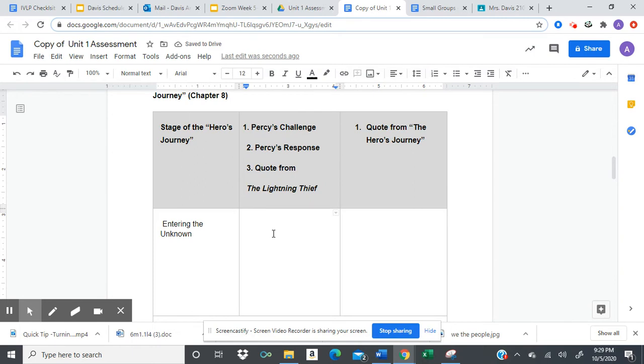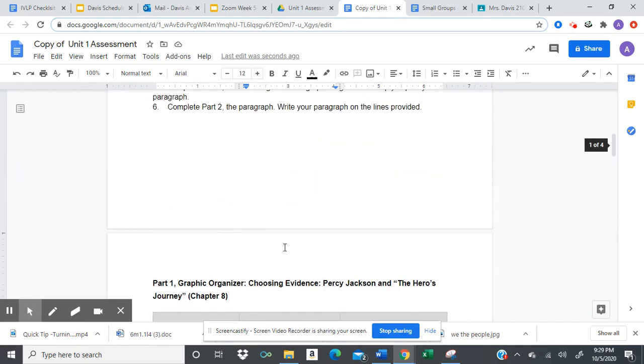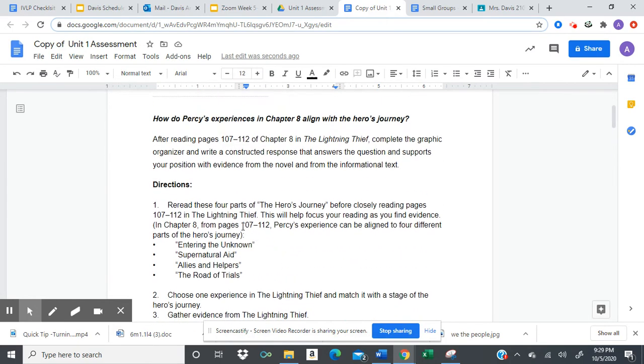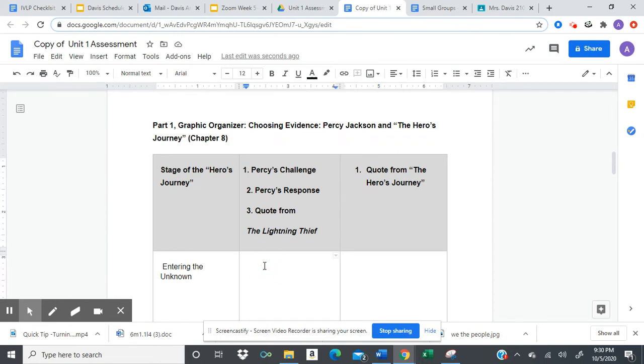All right, so you're going to want to write Percy's challenge, where you're going to want to first find a challenge from the Lightning Thief. Okay, and that's in pages 107 to 112. What is a challenge that he has in there? Remember, you're going to start with restating the question. Percy's challenge was, or something like that.